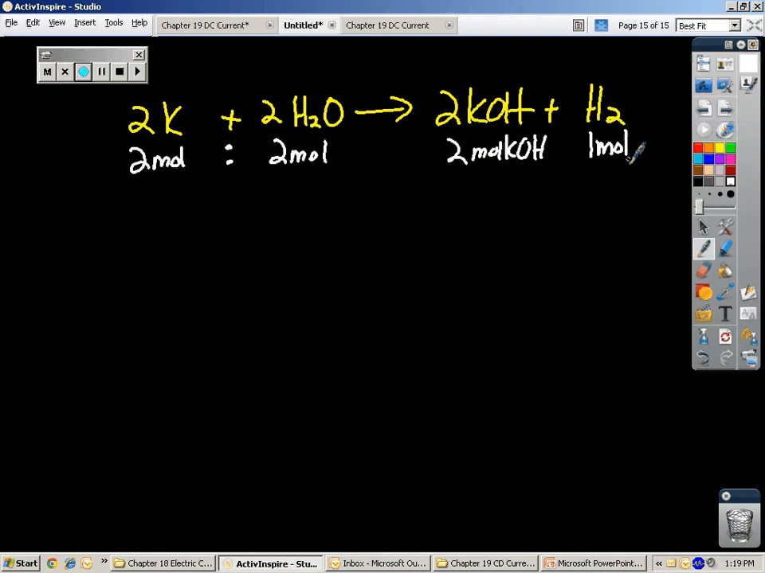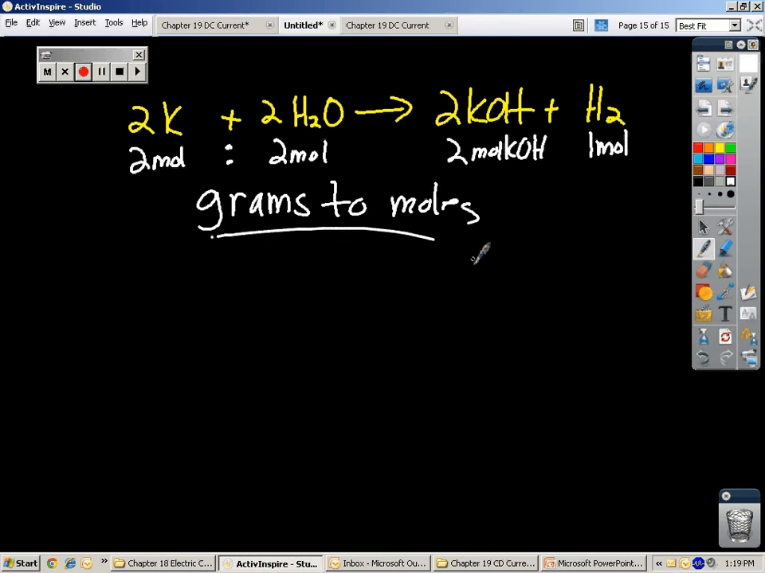Now, we're going to look at the next step. We did moles to moles on Friday. We did a warm-up on moles to moles. We also did that on Thursday. Now we're going to take it to the next step. We're going to convert things from grams to moles. All right, so our big step is we're going to do grams to moles. This can also be the title of your Cornell notes if you so desire to have a title.